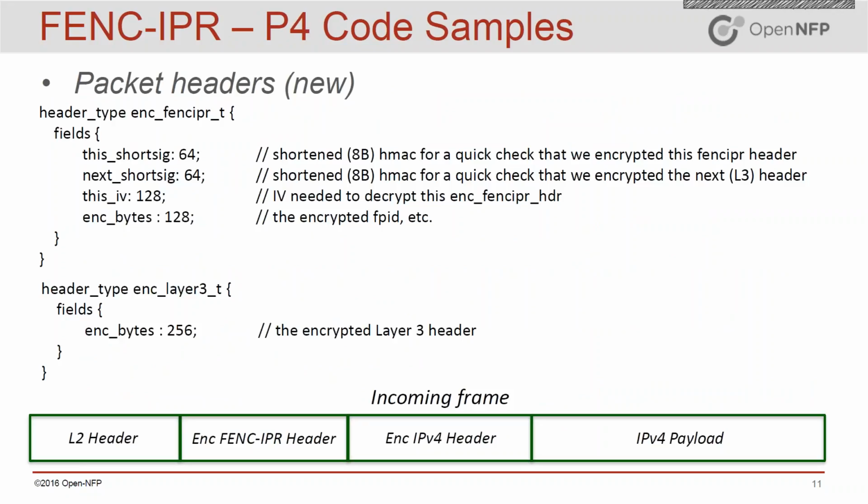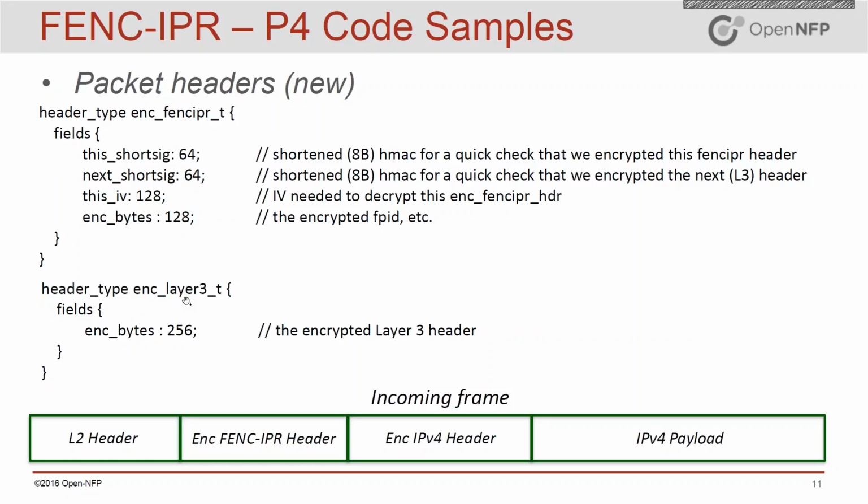So finally, here's some P4 code samples. Here's first for headers, defining headers, of course. Here's an example of the header type that I call ENC for encrypted FENC-IPR type. And the fields are, as we saw, the two short signatures, right? The shortened digital signature for the encrypted FENC-IPR header, the next shortened signature for the next header, which in this case is IPv4, and the initialization vector for this header, and the encrypted bytes, right? That's it.